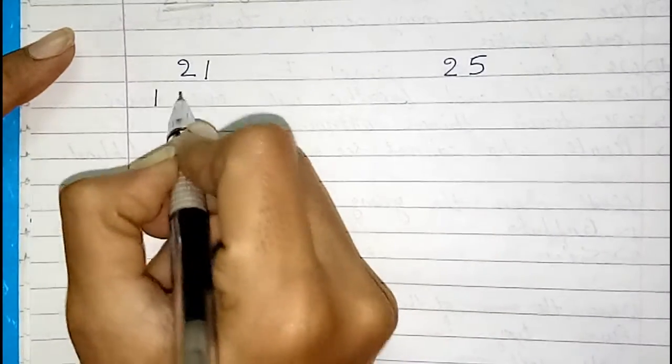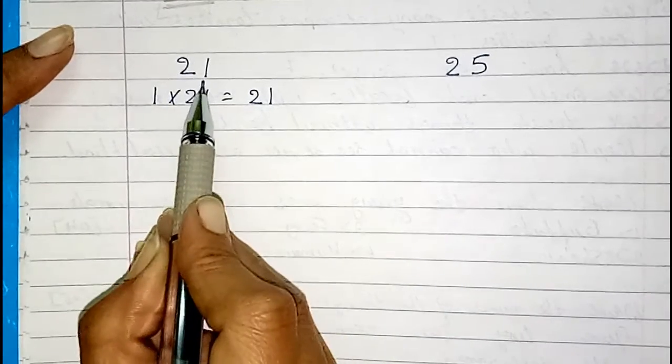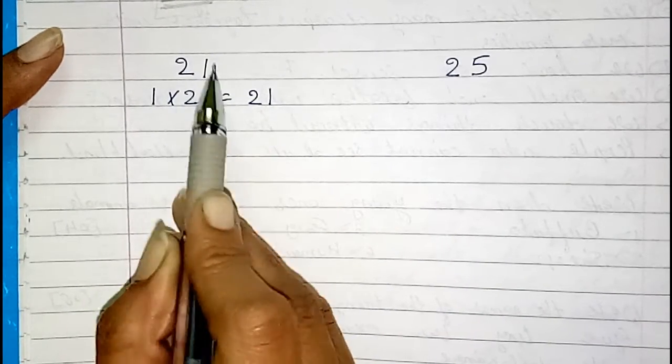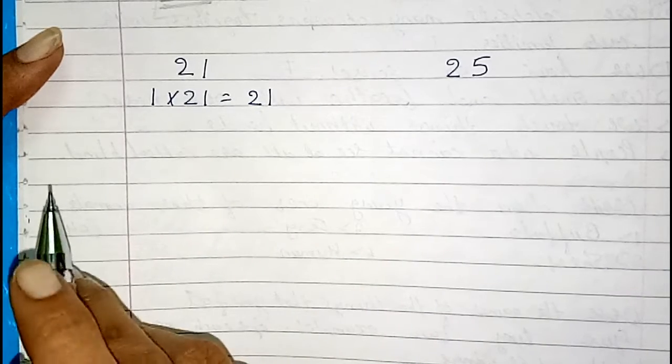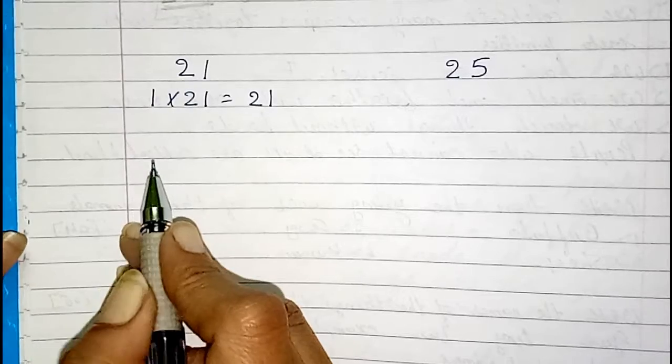So 1 twenty-ones are 21. Now, is 2 possible? Is the ones place an even number? No, this number is not even. So 2 is not possible. 21 cannot be divided by 2. So 3 we will take.